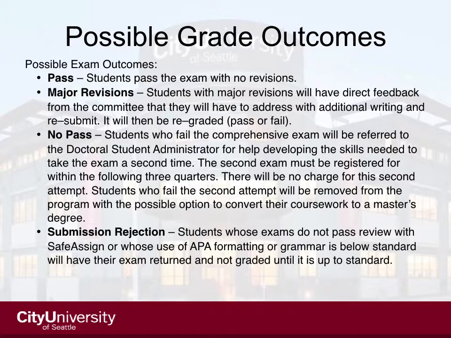No pass, so if your paper is such that you fail the comprehensive exam, you'll be referred to the doctoral student administrator or someone like your program chair in order to help you develop the skills needed to take the exam again. The second exam must be registered for within the following 3 quarters. There will be no charge for this second attempt. Students who fail the second attempt will be removed from the program with a possible option to convert their coursework to a master's degree.